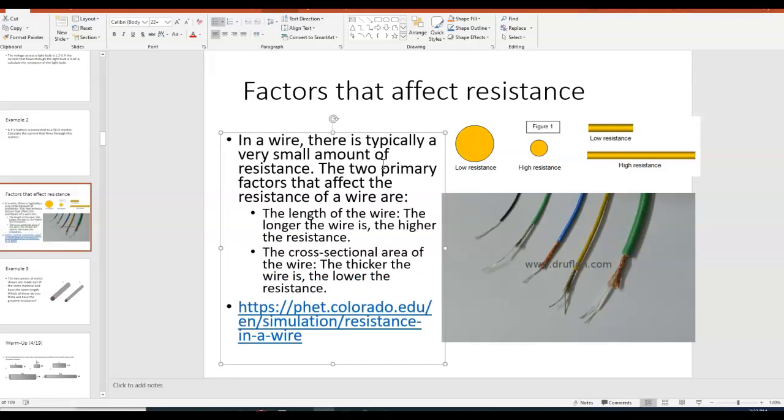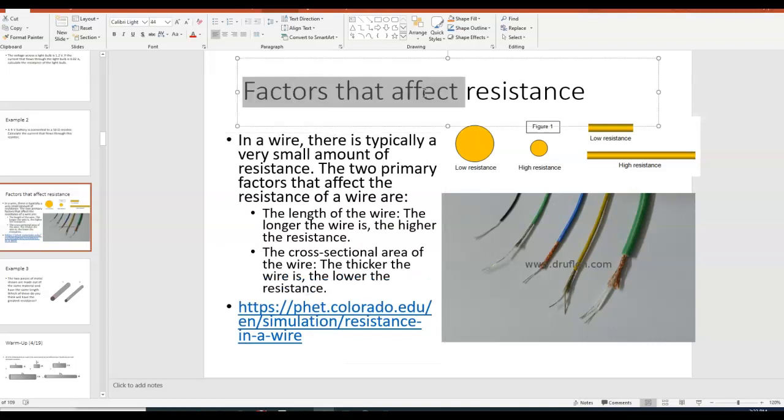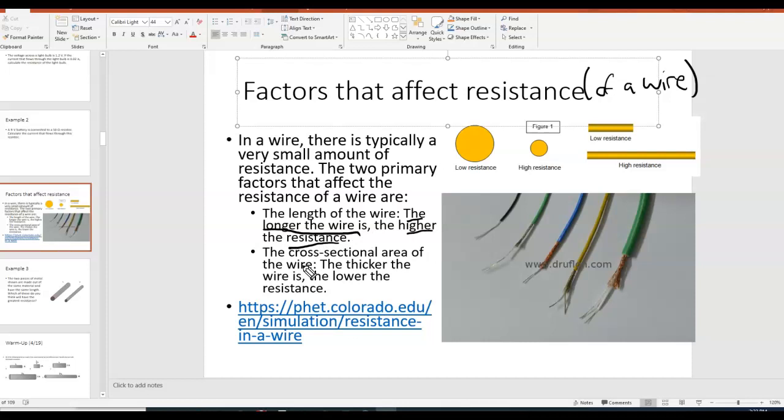Here's what you need to know about the factors that affect the resistance. Again, we're talking about a wire, just for the sake of conversation. Here's what you need to know. The longer the wire, the higher the resistance of the wire is. And the reason for that is very simple to understand.